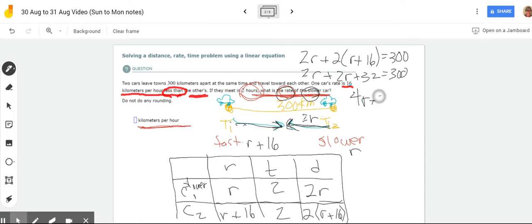4R plus 32 equals 300. So 4R equals 300 minus 32, which is 268. And then divide by 4. 4 goes into 26 six times, giving 67. So the answer is 67 kilometers per hour. Okay, let's take a look at the next problem.